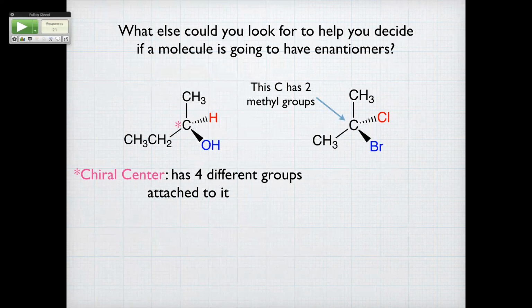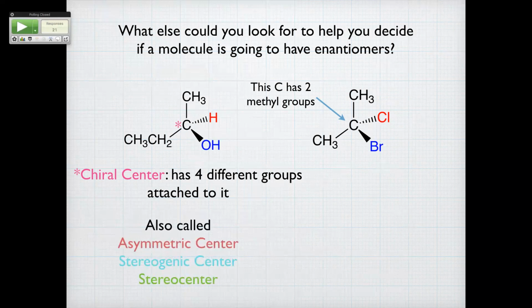Okay, this carbon has 2 methyl groups. Chiral centers are also called asymmetric centers, because there's no symmetry at that spot. Stereogenic centers or stereocenter. So if you ever had to write a paper that had that, you've got plenty of synonyms to use. I don't know why there are so many terms for it, but there are. It's kind of wild. All right, you get them all written down?